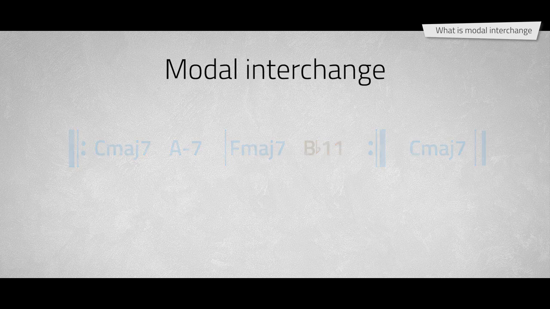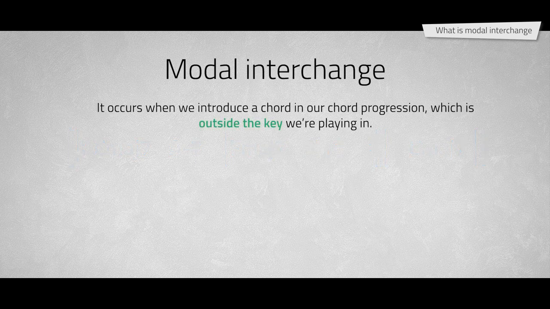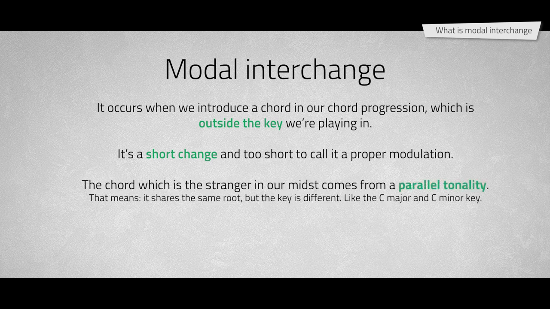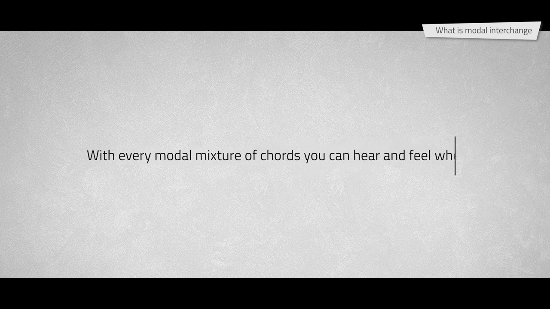A modal interchange or modal mixture occurs when we introduce a chord in our chord progression which is outside the key we are playing in. It's a short change and too short to call it a proper modulation. The chord, which is the stranger in our midst, comes from the parallel tonality. That means it shares the same root, but the key is different, like C major and C minor. With every modal mixture of chords, you can hear and feel when it happens.